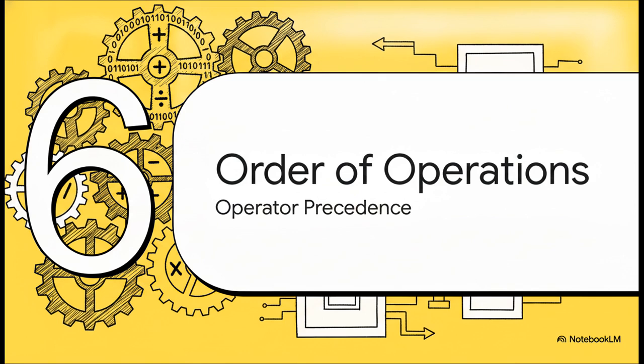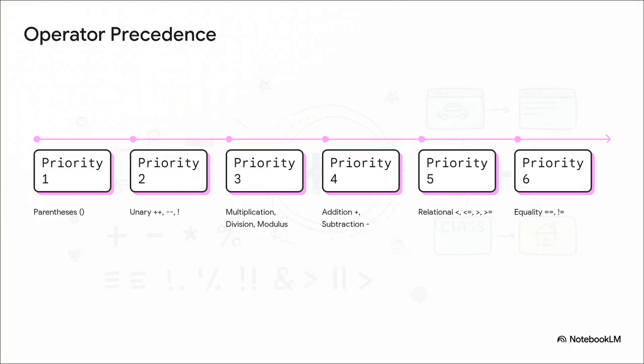Let's hit Section 6, the order of operations, to see exactly how Java keeps them all from just crashing into each other. Just like in high school algebra, Java has a very strict timeline of which operator gets to act first in any expression. We call this operator precedence. Priority 1 is always parentheses. Whatever is inside them gets calculated first, no matter what. Priority 2 goes to our unary operators, like those pre- and post-increments we just talked about. Priority 3 gives us multiplication, division, and our good friend the modulus operator, which will always jump ahead of priority 4, simple addition and subtraction.